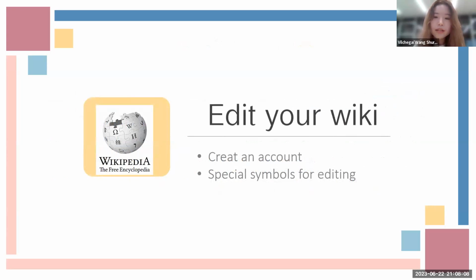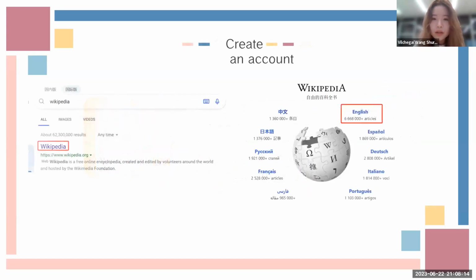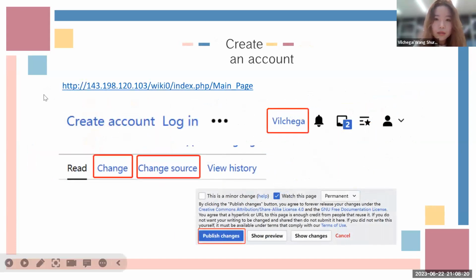And the next part is how to edit your Wikipedia. Firstly, we need an account. Well, we have a BA Lab account. Here you can see the link. Click it and you will open it directly. And of course, you can create your individual accounts.